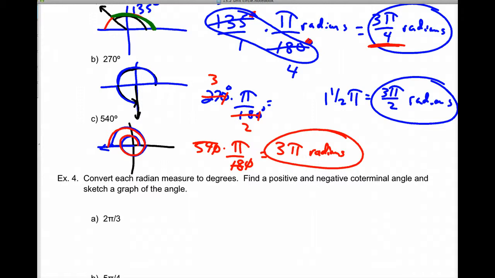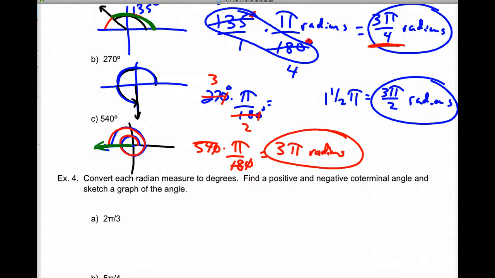Any odd number of pi is going to be the equivalent of 180. So 3 pi, 5 pi, 7 pi, 9 pi, 11 pi. Or you go the other way: negative pi, negative 3 pi, negative 5 pi, negative 7 pi. All those end up doing a 180.